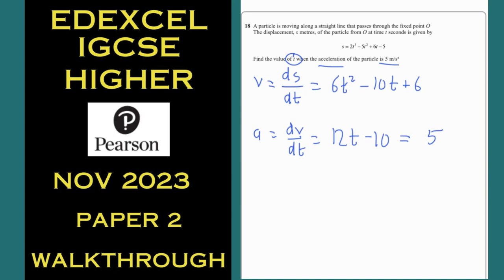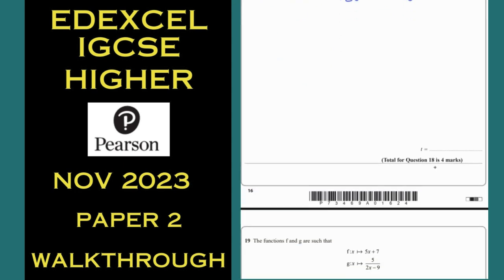Find the value of t when the acceleration is 5. All the tough stuff's done. Now find t. Add 10 to both sides. We're there, aren't we? Divide both sides by 12 for 1.25.